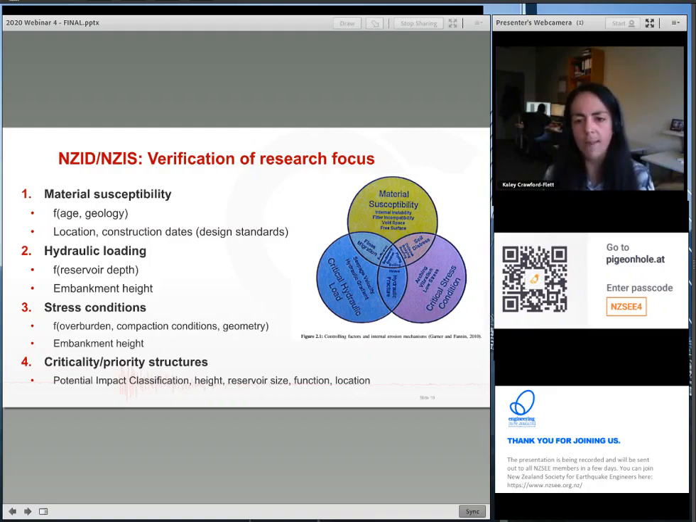Hydraulic loading is important, and we learn a lot about embankment loading through the height of the dam. As opposed to Canada, where many of the dams are 200 metres plus, New Zealand tends to have slightly smaller structures. And similarly with stress conditions, embankment height and overburden compaction conditions are really important. So by putting together national inventories of dams and stop banks, we learn about these things and we learn about the criticality of the structures and where we should be investing our effort.